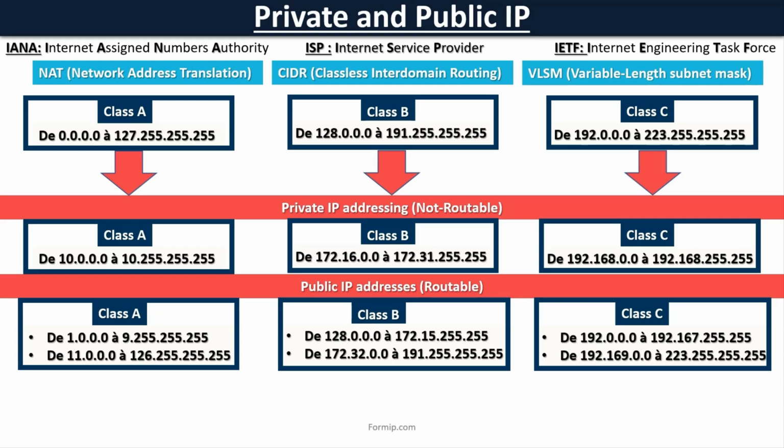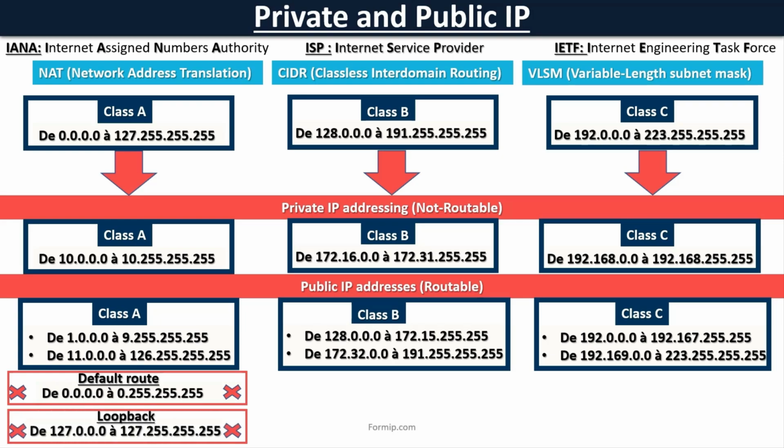If you look closely, 2 networks are missing in Class A. The network 0.0.0.0 is reserved to define a default route on the routers, and the network 127 is reserved for local loopback tests. Private IP addresses are not routed to the Internet backbone. All Internet routers are configured to eliminate routing to these private addresses.